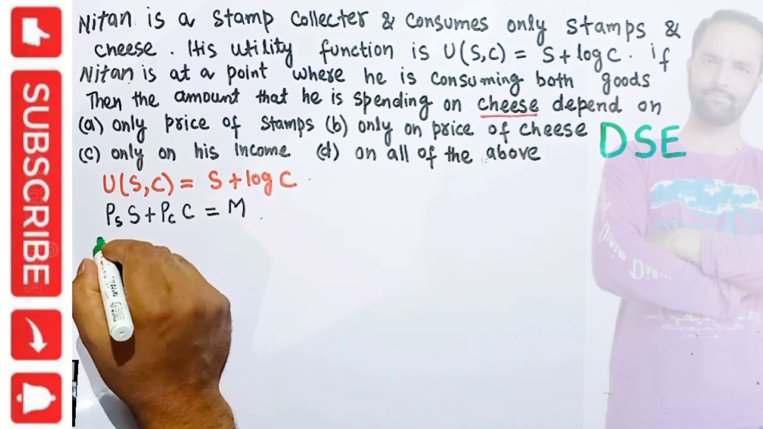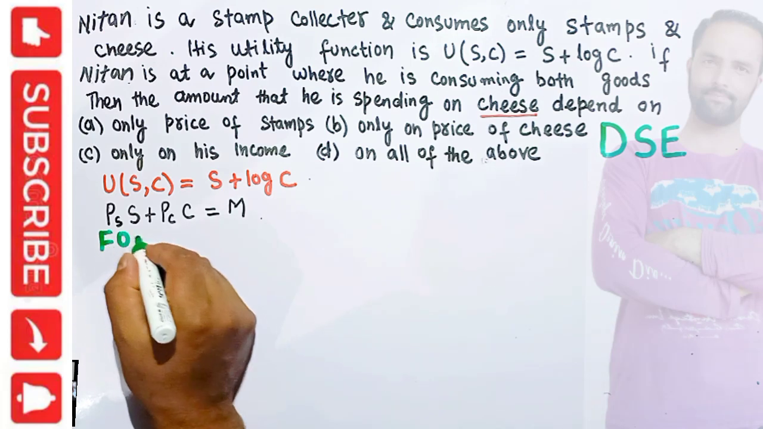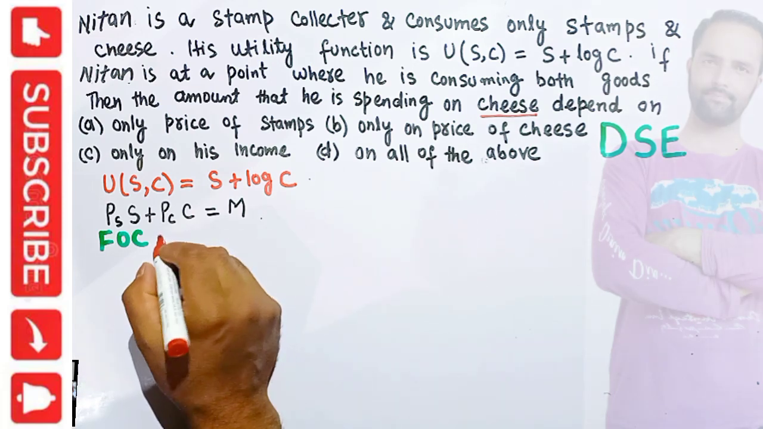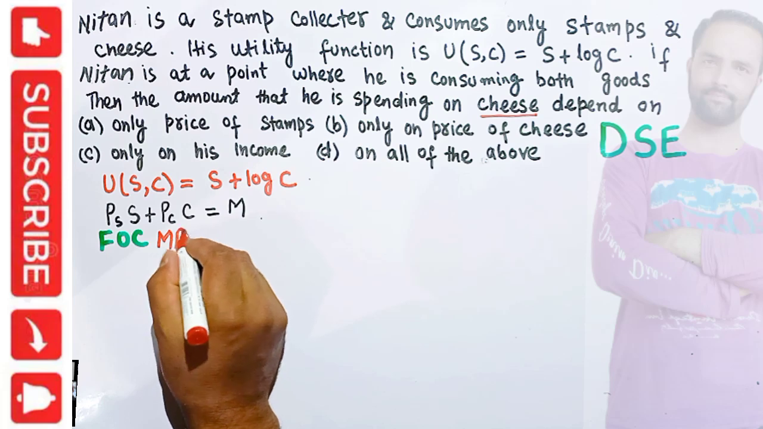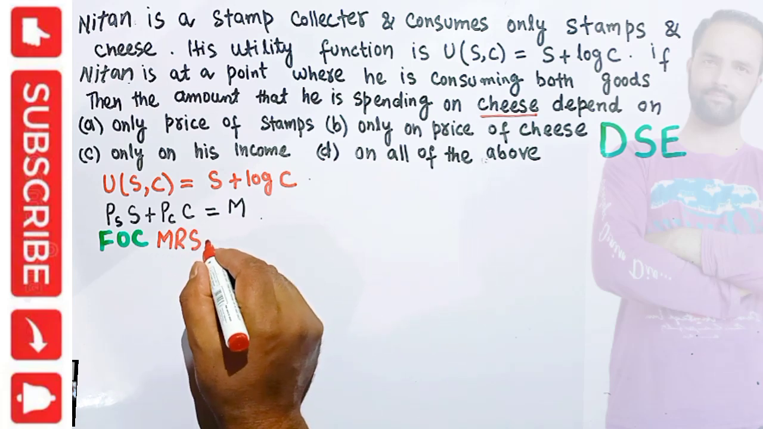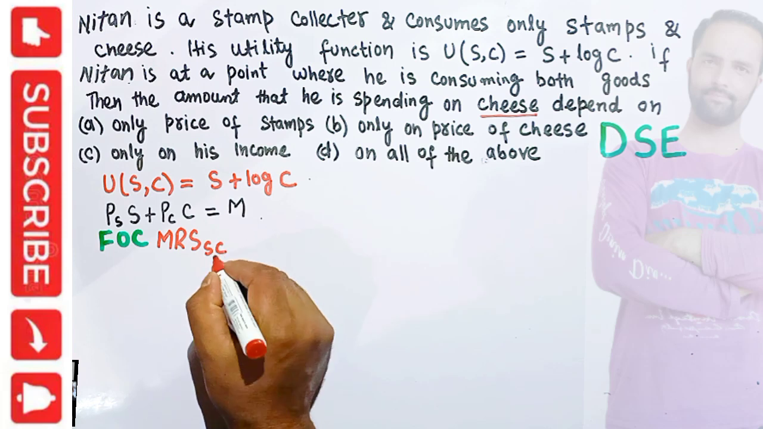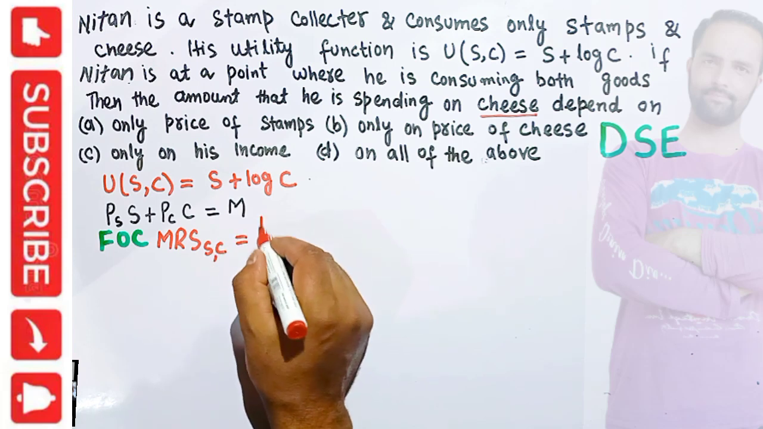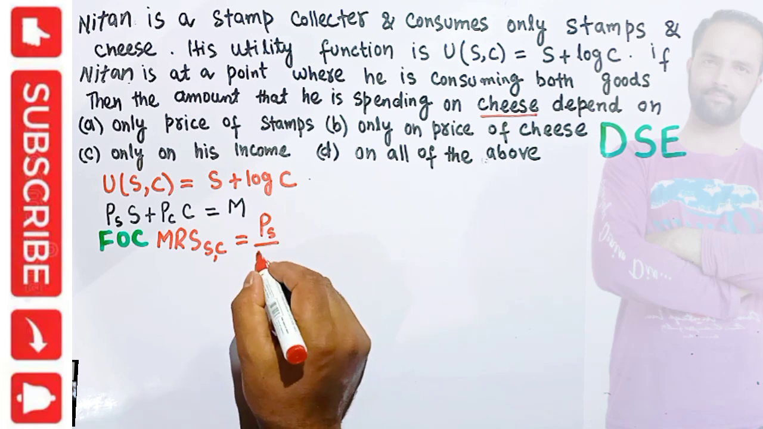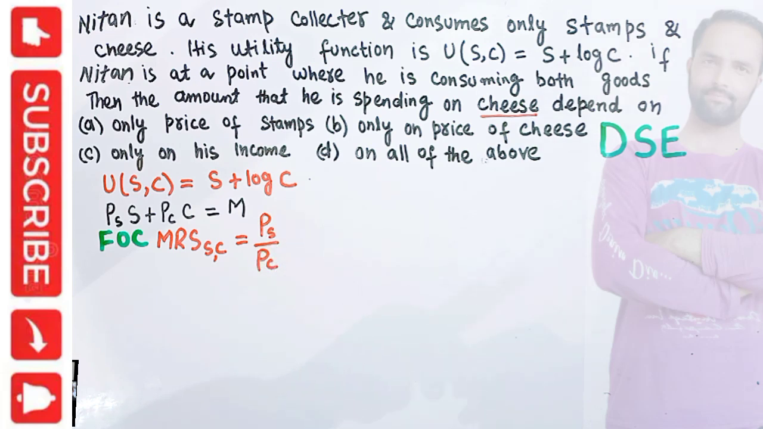So our first order condition for equilibrium requires that the marginal rate of substitution between stamps and cheese should be equal to the price of stamps upon price of cheese. Okay, simple thing. And what exactly does this mean?